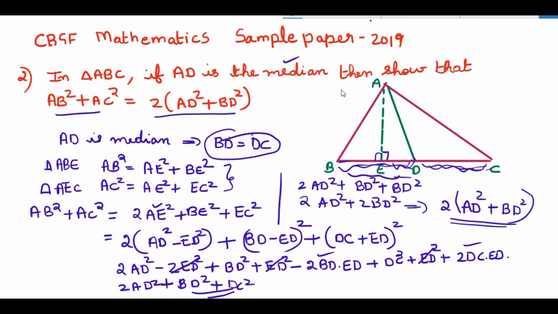See, LHS will be equal to RHS. So thus we have proved AB square plus AC square is equal to 2AD square plus BD square. We have used the median property, then we have used the Pythagoras theorem, then we add both and we have just simplified this.